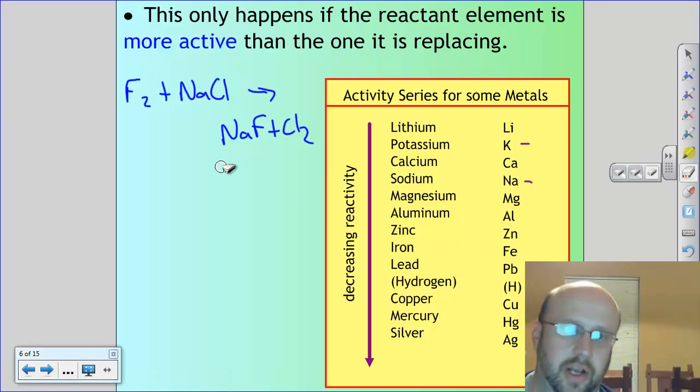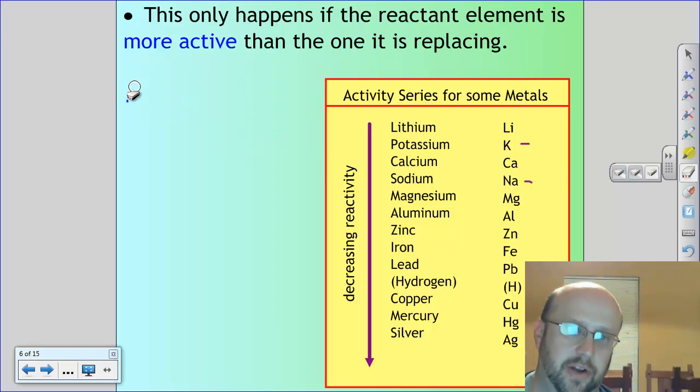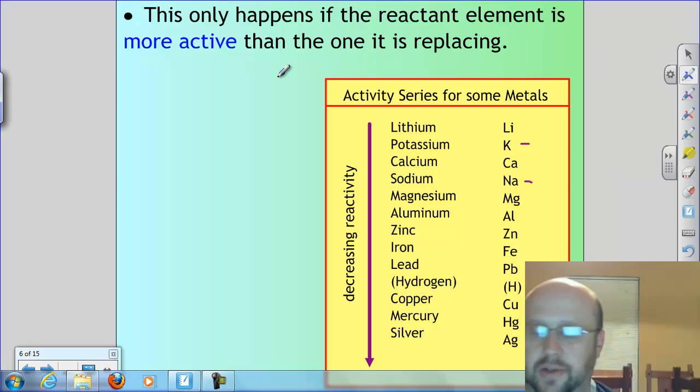Okay. Now, so you say, okay, well, that's great. I've got a chart, and you guys should have that chart. In fact, I know you do, for the activity series. But what if it's one of those halogens? How do you know what replaces what?